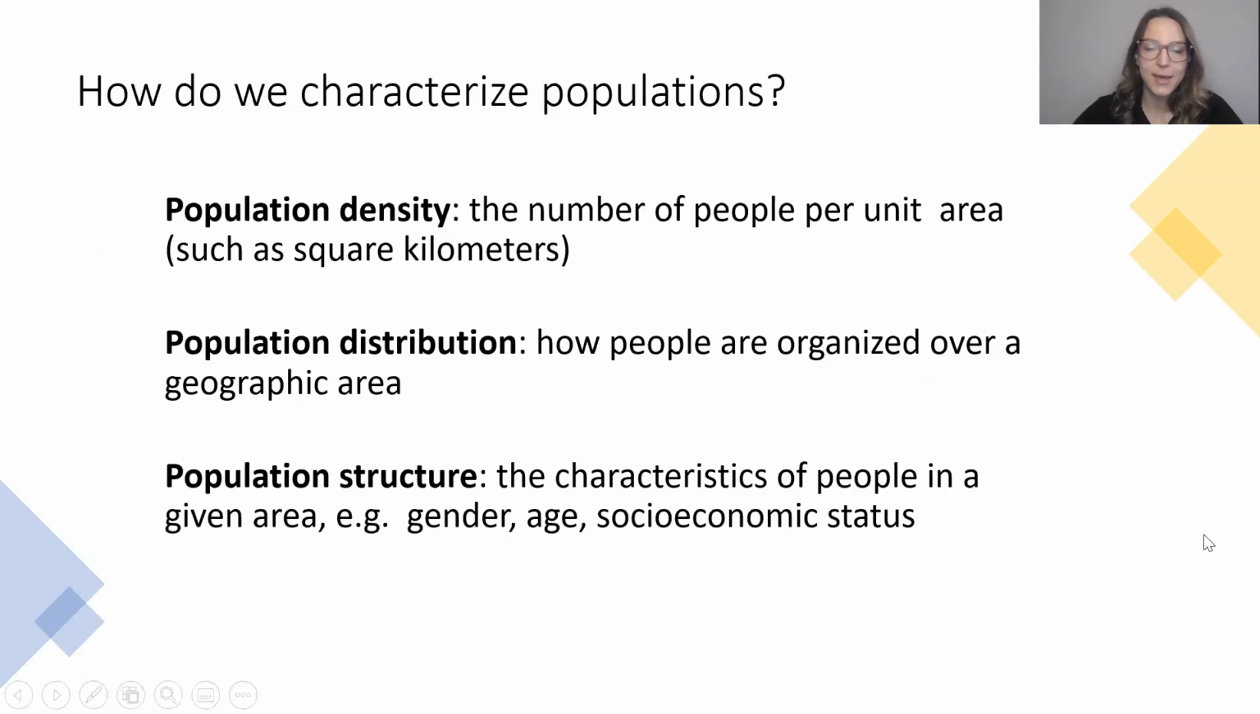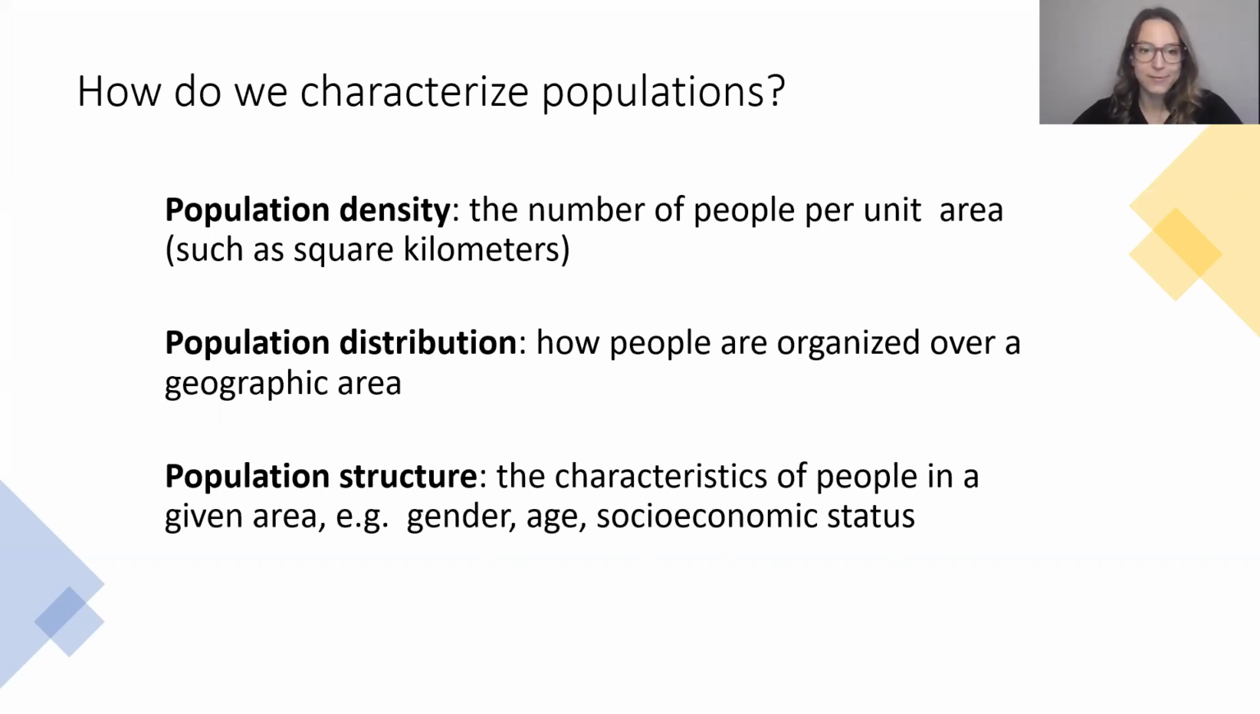So how do we characterize populations? These are some important definitions to know. And you guys actually mentioned a couple of these earlier. So population density came up, which is the number of people per unit area, such as per square kilometer. Then we've got population distribution, and that's just how the people are actually organized over a geographic area. So how frequently they might be located in one particular area versus another. And the population structure. That's the characteristics of people in some given area.